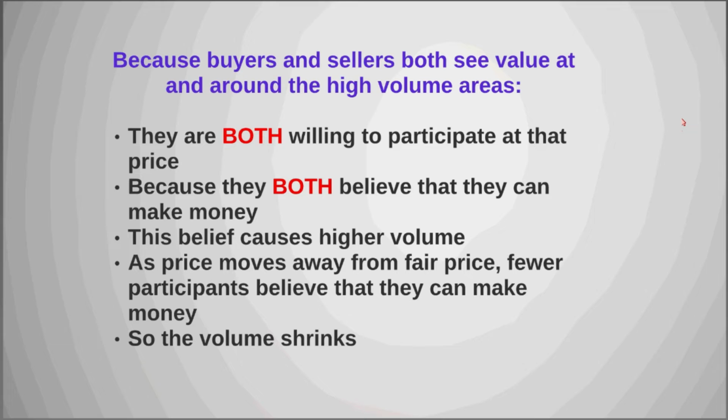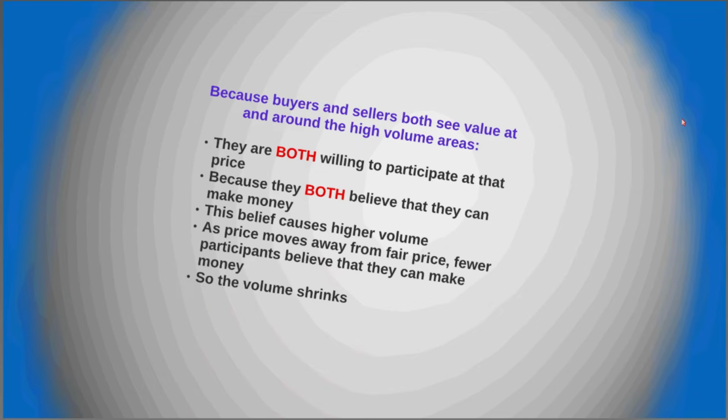And as price moves away from fair price, fewer participants believe that they can make money. So we see the volume shrinking. That's why we get this distribution. That's why we get this bell-shaped curve. And what's cool is I'm going to show you this in different markets.